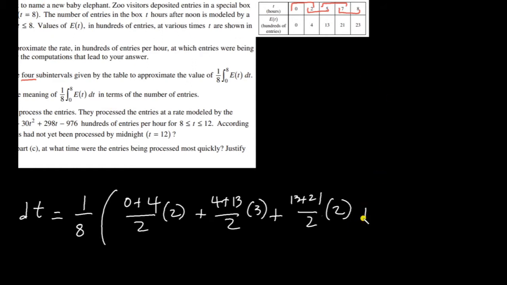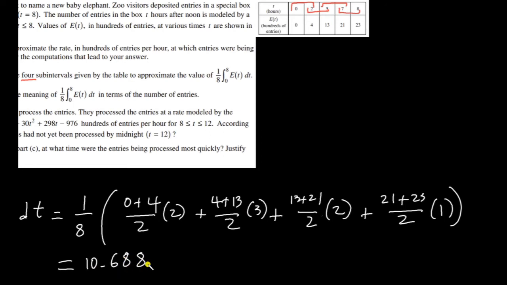So last subinterval, it's going to be from 7 to 8. So the average of 21 and 23 times the difference between these two t values, 1, right? So this entire thing is the trapezoidal sum. If you evaluate this in your calculator, you should get the answer of 10.688, okay?